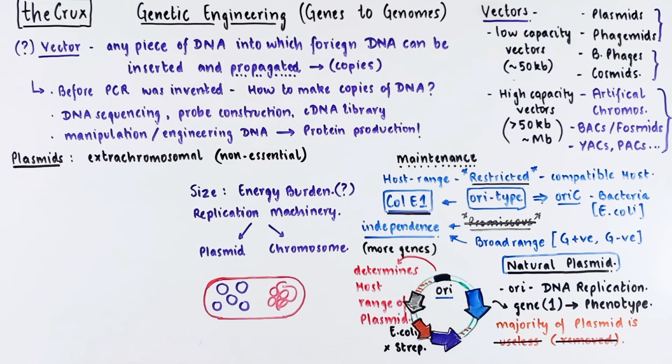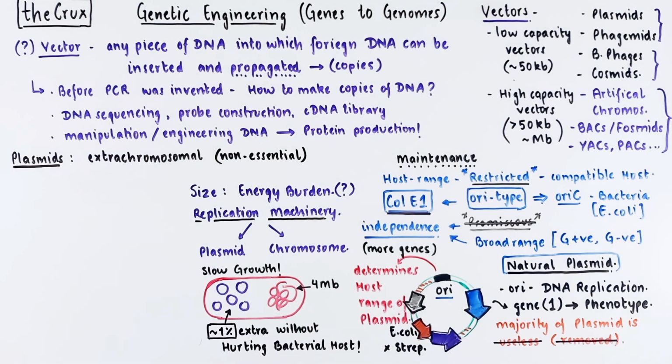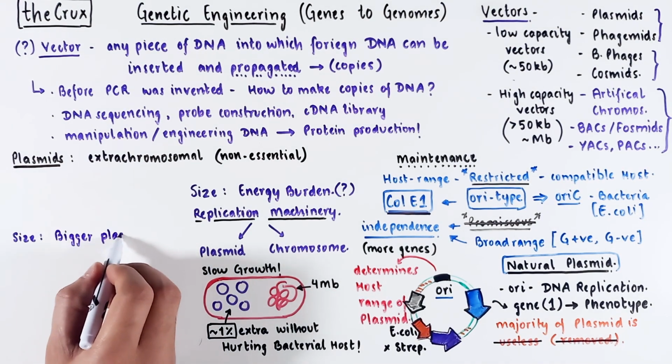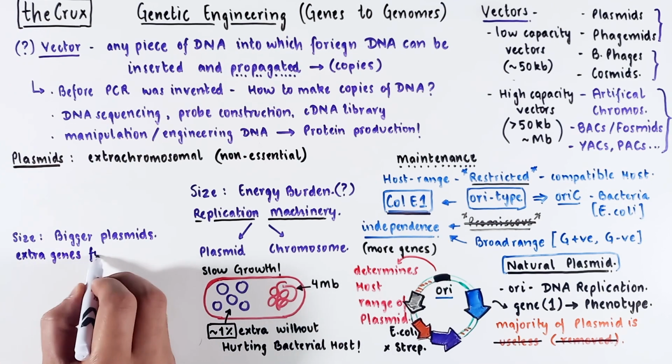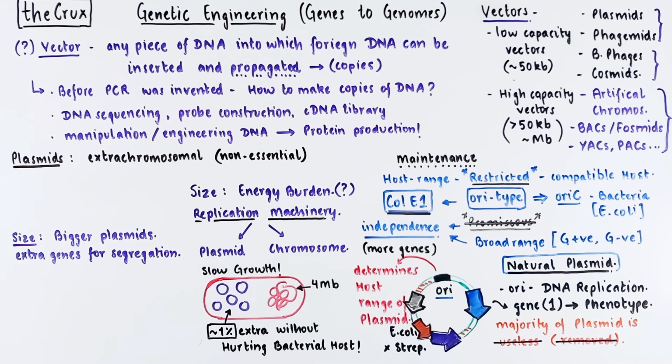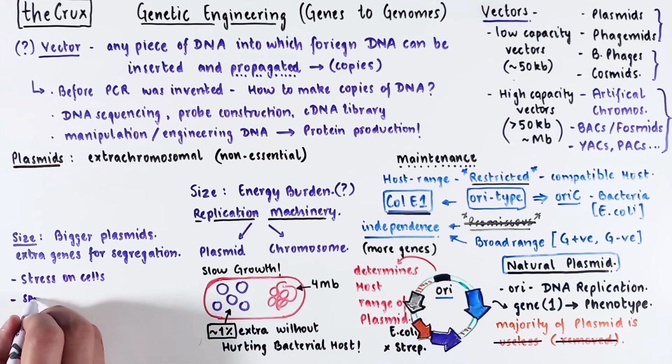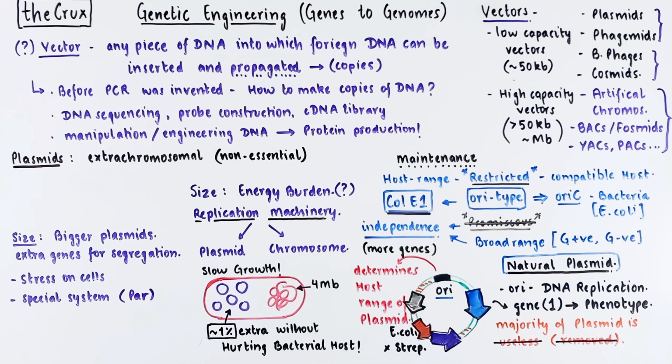coli genome is about 4 megabases, and it can only fit about 1% extra DNA before it becomes a problem. Usually, exceeding this limit means that the bacterial growth will be slower because DNA replication takes longer since the enzymes are limited. The bigger size of the natural plasmid correlates with extra genes as well, which are responsible for plasmid segregation. Bigger size adds stress on the cells, so there are special genes like partitioning genes that help in plasmid segregation. Bigger plasmids also have a complex origin, demanding the need of extra proteins on the plasmid itself.